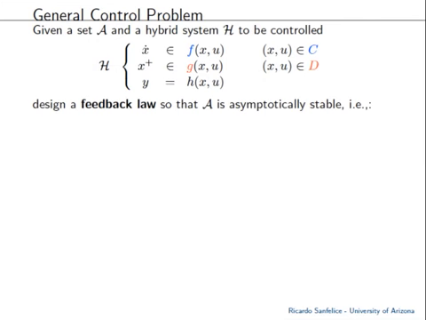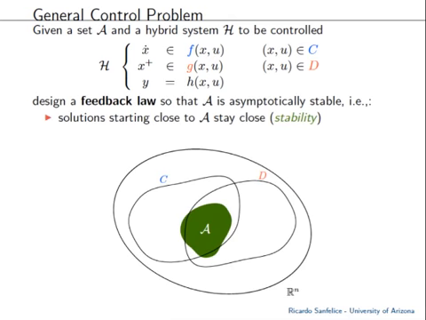So now that we walked through some of the examples and what we mean by hybrid systems, now we can state our control problem. So given a system, a plant to be controlled, and now it's hybrid, and given a set A, which is the type of objects you would like to stabilize, not necessarily an equilibrium point, but a larger set of points than that, we would like to design a feedback law such that A is an asymptotically stable set. Okay? So by asymptotic stability, we mean two properties. First, stability: start close, stay close.